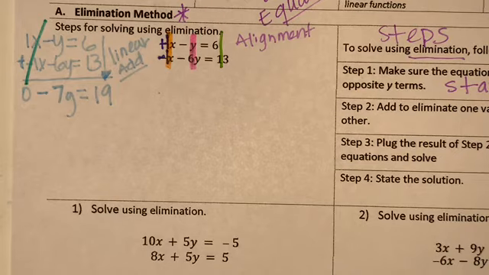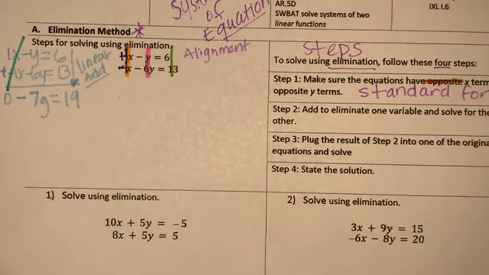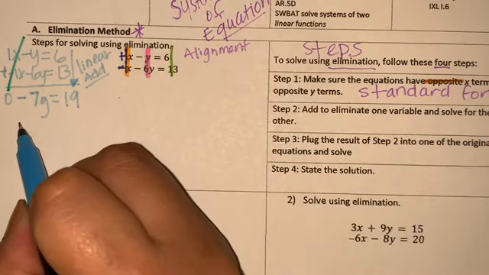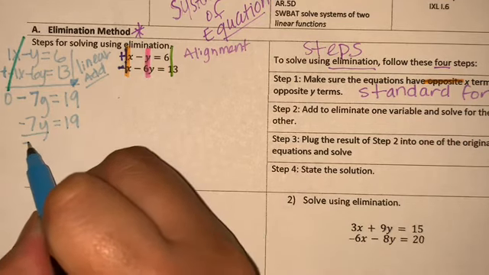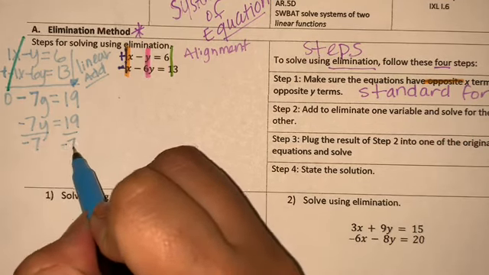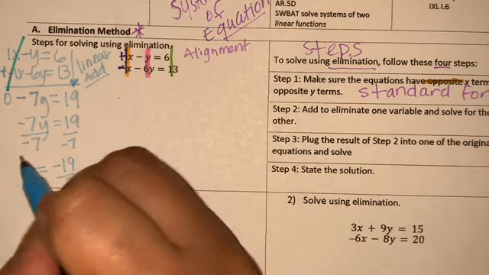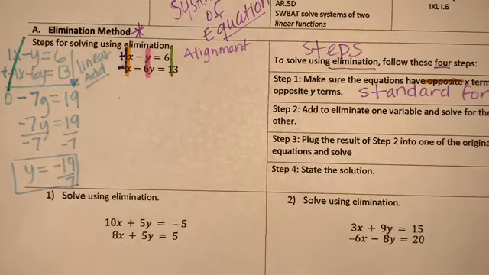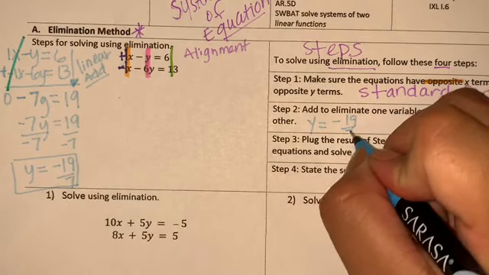So if we go back to our steps, we can say add to eliminate one variable and solve for the other. So we now say we have negative 7y equals 19. Divide both sides by negative 7. y equals negative 19 over 7. That is one of our variables. So you can say that y equals negative 19 over 7.